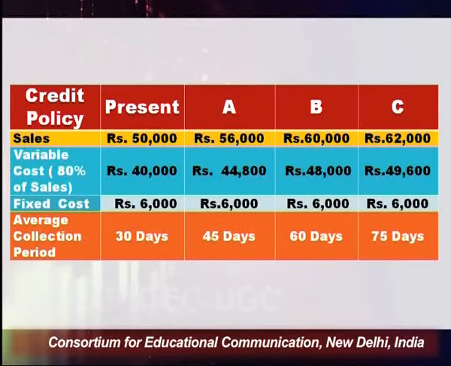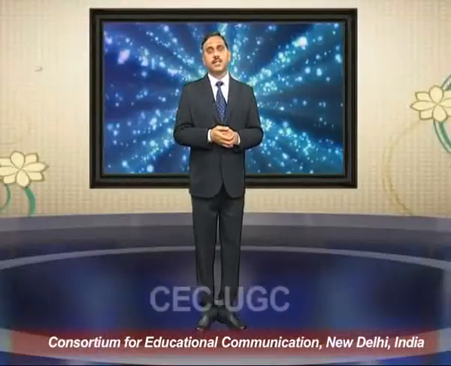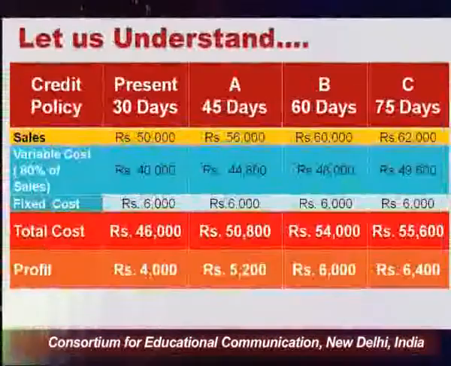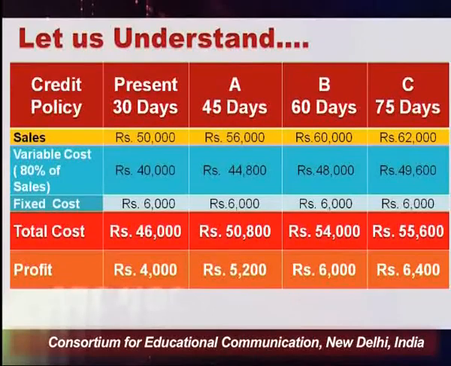So with this variable cost and fixed cost, we can very easily evaluate all these policies. What is the modus operandi of this particular evaluation process? We have to first write all the figures of sales for different policies so that we can have a comparative look. The sales is written for all policies, present 30 days. If we follow, the sale is 50,000, second is 56,000, then 60,000, then 62,000.